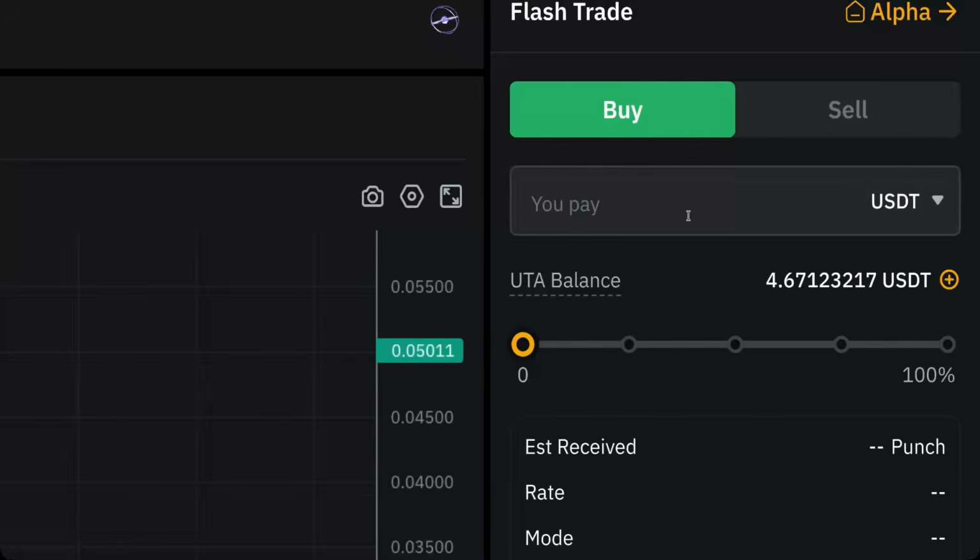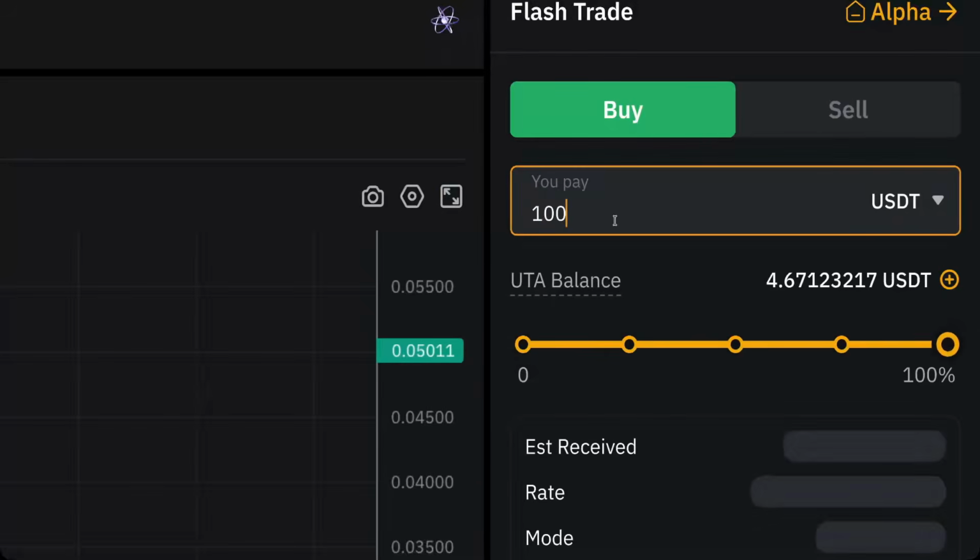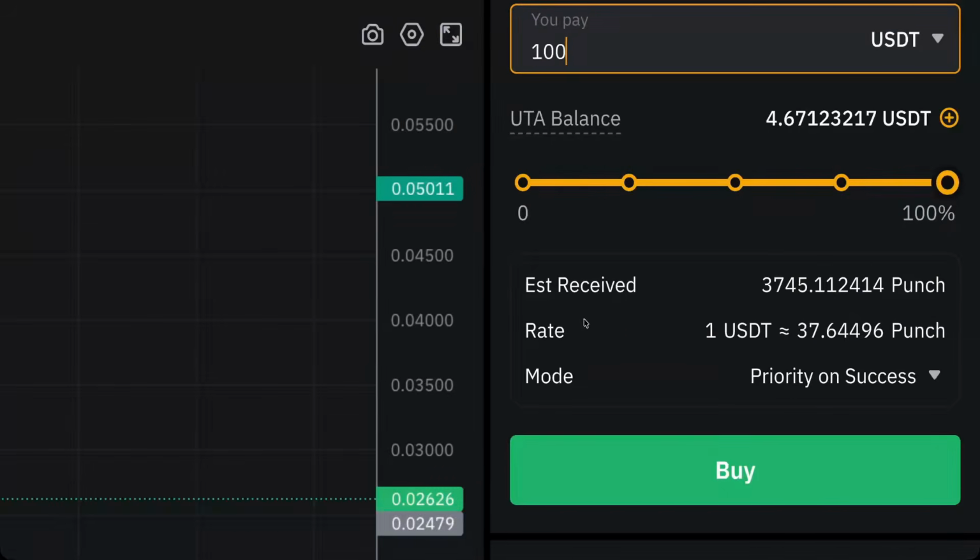All right, another thing you'll note here is if I go ahead and say I want to buy this token worth $100, for instance, you'll see these details right here.